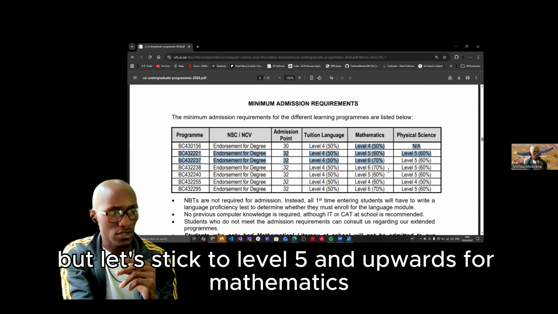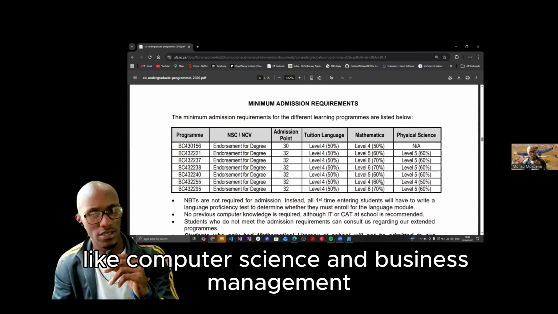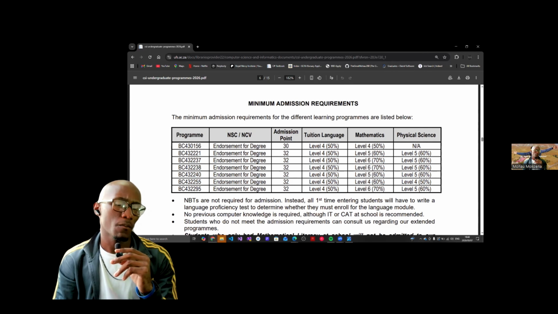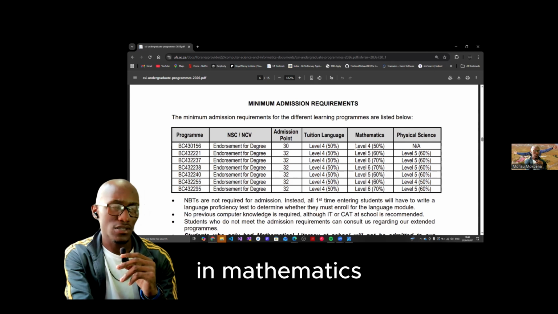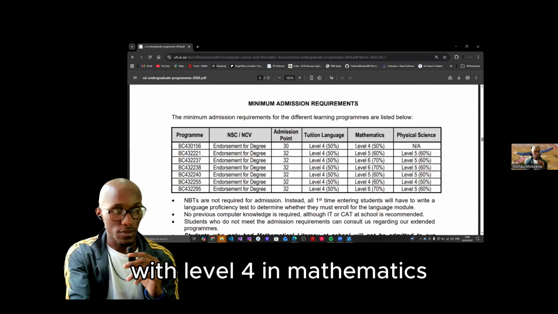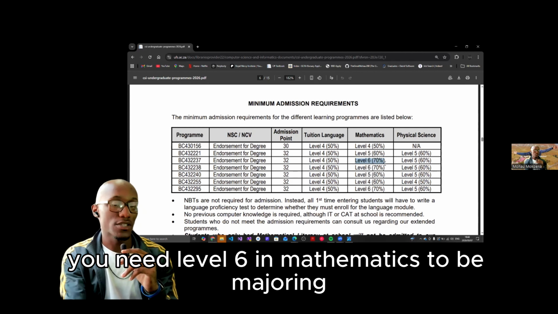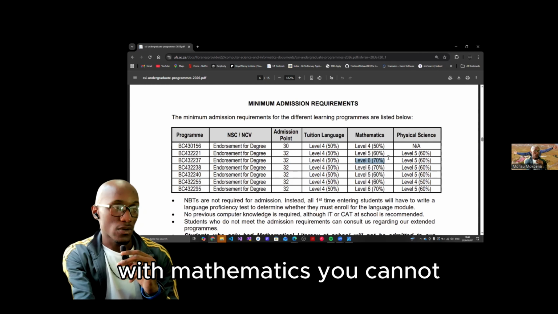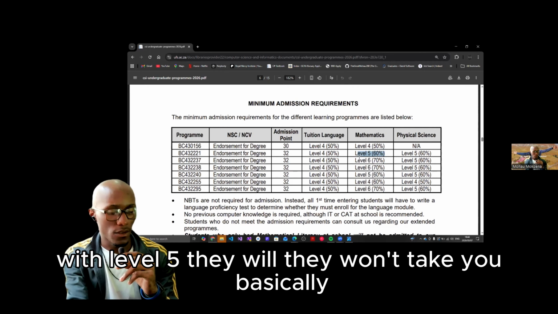For mathematics, you can get level 4 for certain programs like computer science and business management, but you cannot apply to data science with level 4 in mathematics. You cannot apply to computer science and mathematics with level 4 in mathematics. You need level 6 in mathematics to be measuring with mathematics. You cannot even apply to computer science and mathematics with level 5. They won't take you, basically.